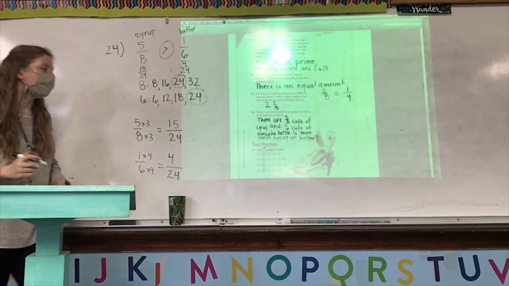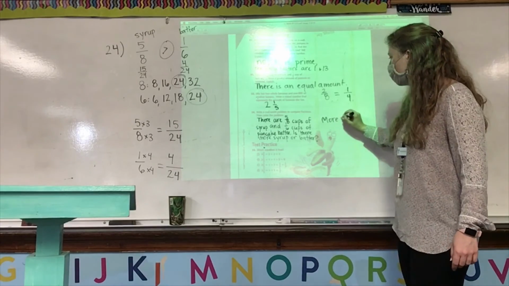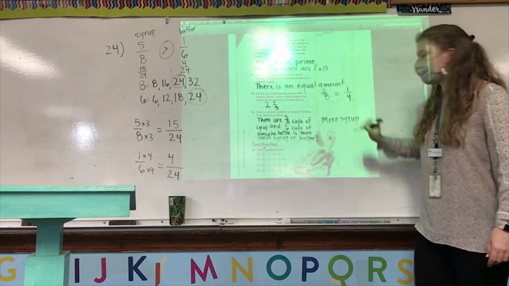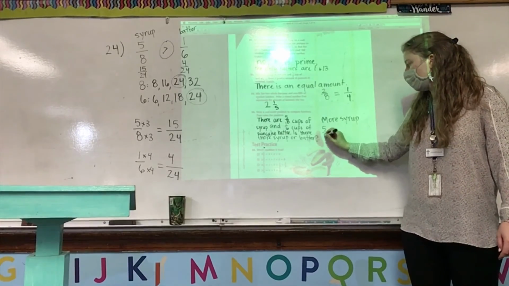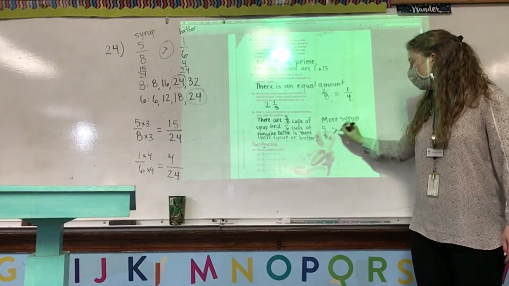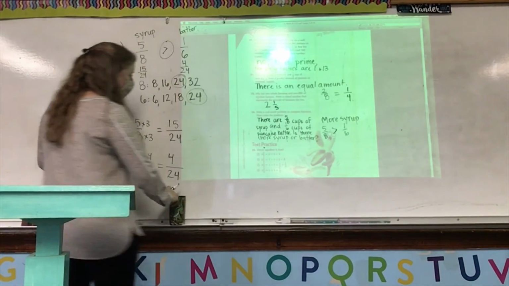There is more syrup because 5/8 is bigger than 1/6. Ooh, but let's use the math word. Because 5/8 is greater than 1/6.